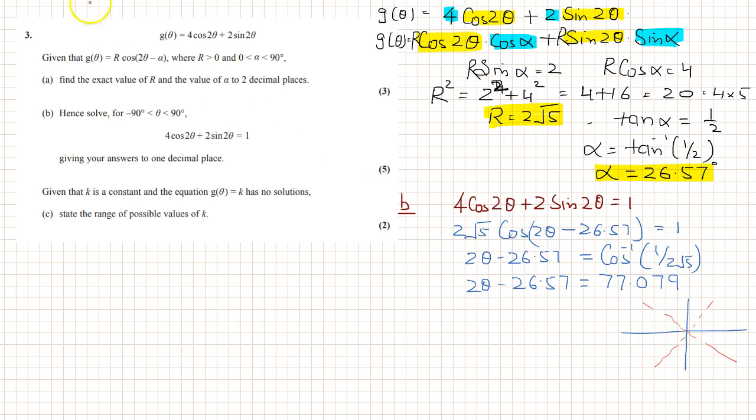So these are the values. So this is A, S, T and C. So our solution is this, but this one is from negative 90 to 90, this and this. So the solution will be this and minus 77.079.